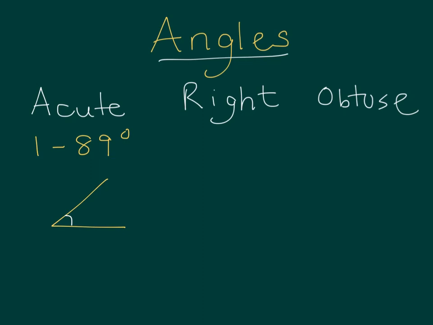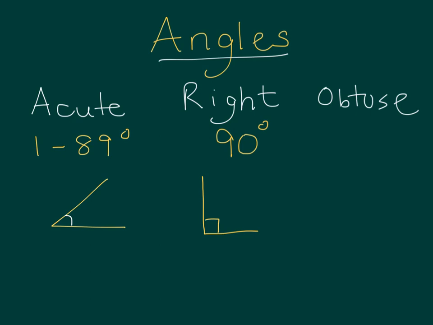A right angle is very straightforward. It can only be 90 degrees. If it's a little bit more than 90 degrees, 90.5 degrees, that's not a right angle. That would actually be an obtuse. But a right angle is exactly 90. And we see a little box in the corner that represents 90 degrees.